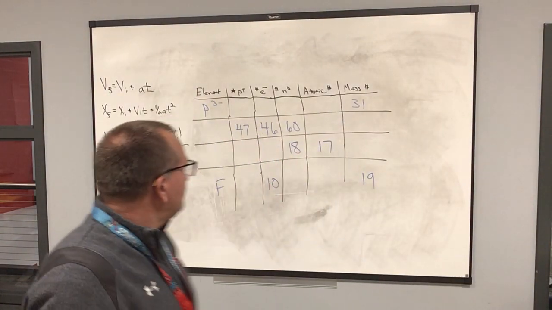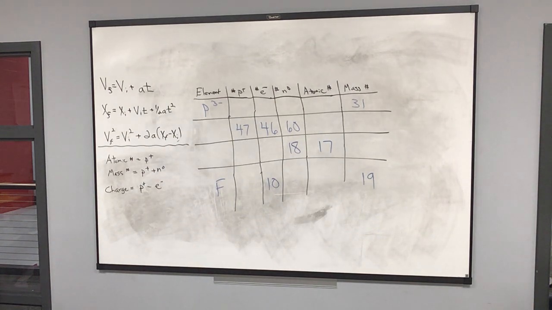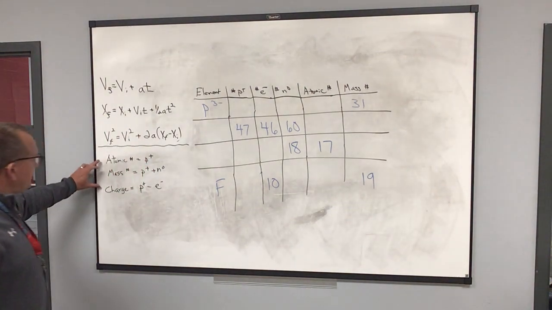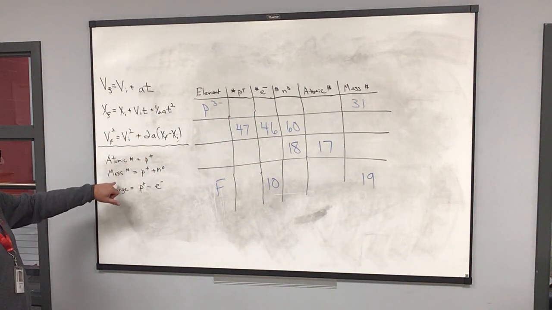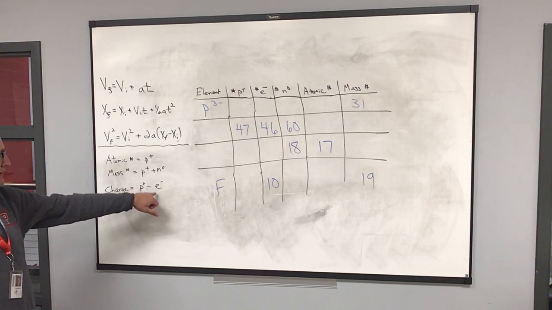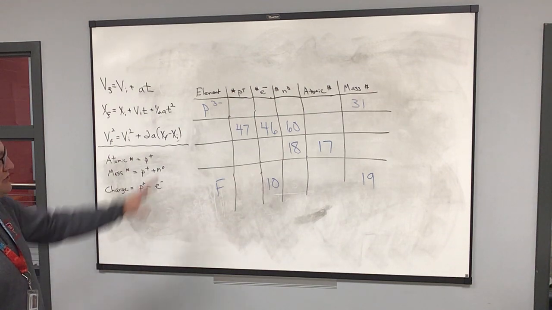All right, so we have a chart here, and on this chart we are trying to fill it in, and I had some questions about some things with this. So remember the three things we talked about: atomic numbers, number of protons; mass numbers, protons plus neutrons; and then charge is protons minus electrons. And we use that information then to fill out this chart.